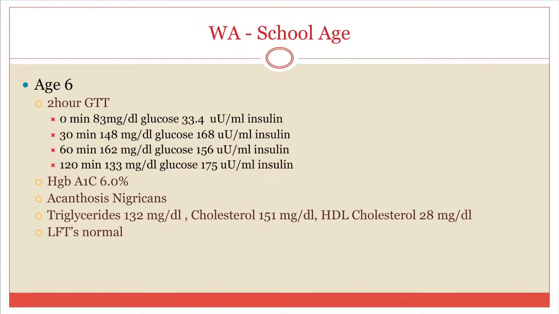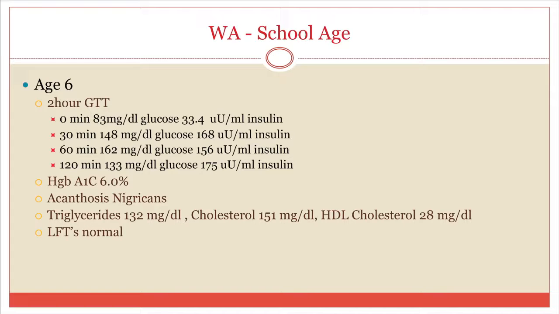Just by age 6, we did a 2-hour glucose tolerance test, and you can see there that you saw her at 9. This was at 6. She had a 2-hour glucose of 133 and slightly high insulins. At that time, her hemoglobin A1C was 6.